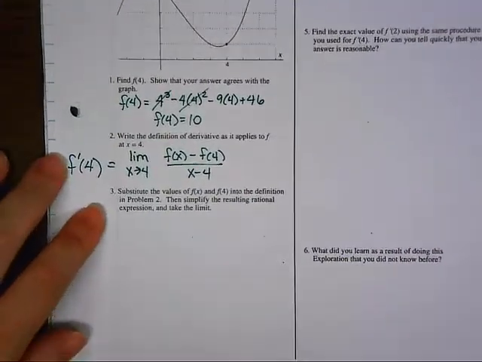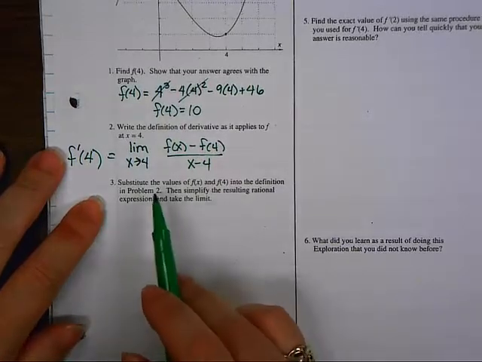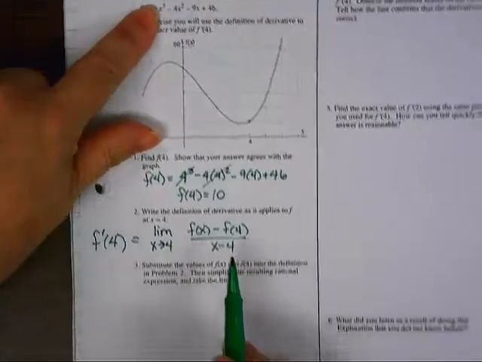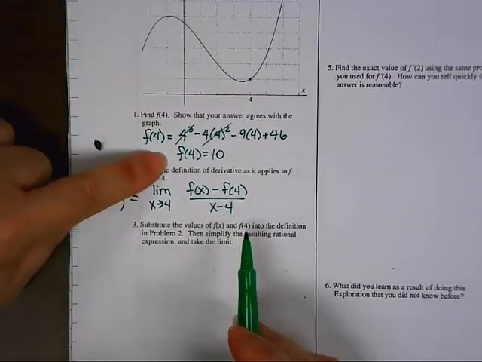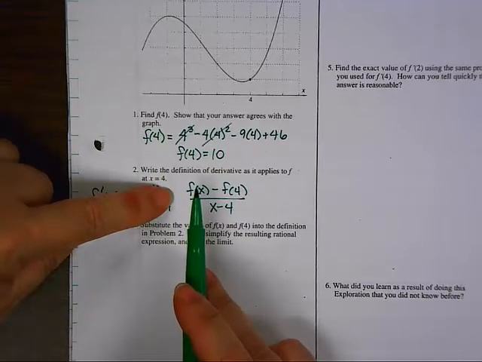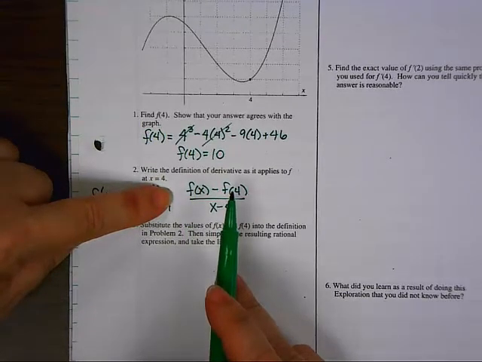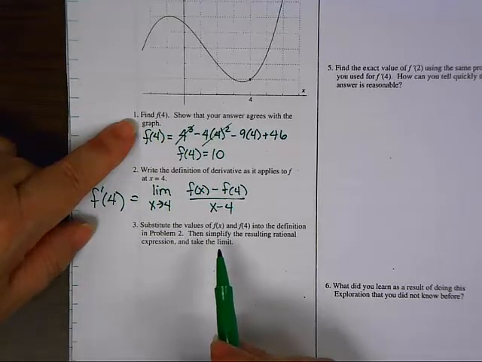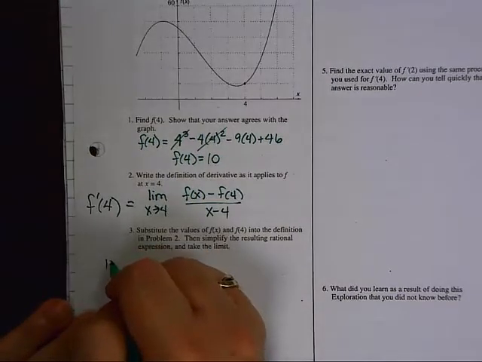Number 3 now says substitute the values of f of x, which is up here, and f of 4, which is right here, into the definition from problem 2. So put the f of x function here, put f of 4's value here, then simplify the resulting rational expression and take the limit. Okay, so that means we're going to write limit x approaches 4.